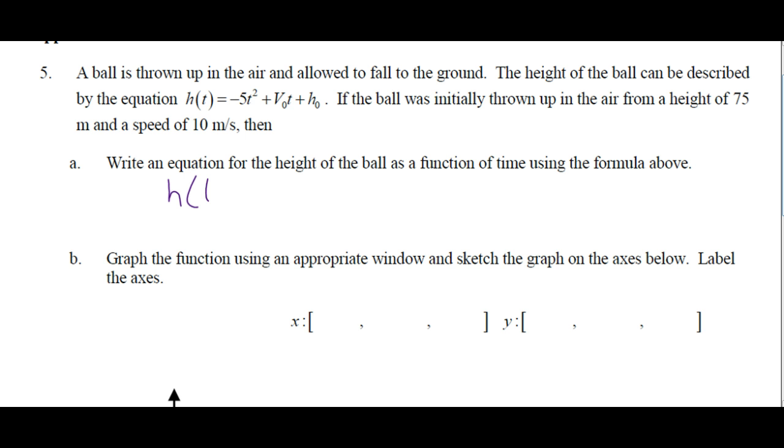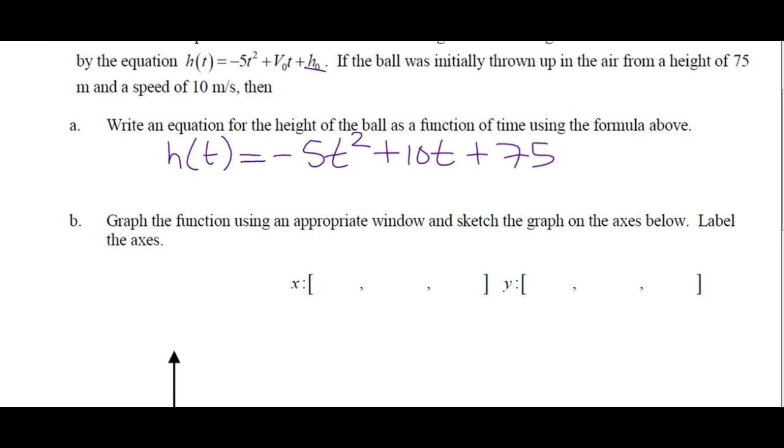So height as a function of time is negative 5t squared. V0 is the initial velocity, that's 10. So we go plus 10t. And h0 is the initial height, so plus 75. Okay? So all we're doing is matching up what's V0 and what's h, right? So height, 75, and initial speed, 10.